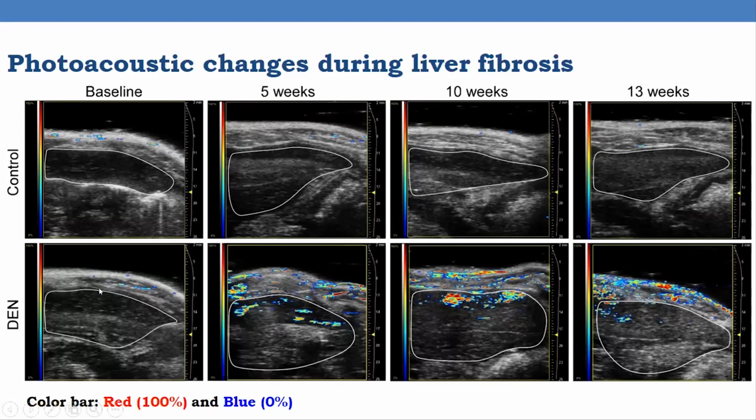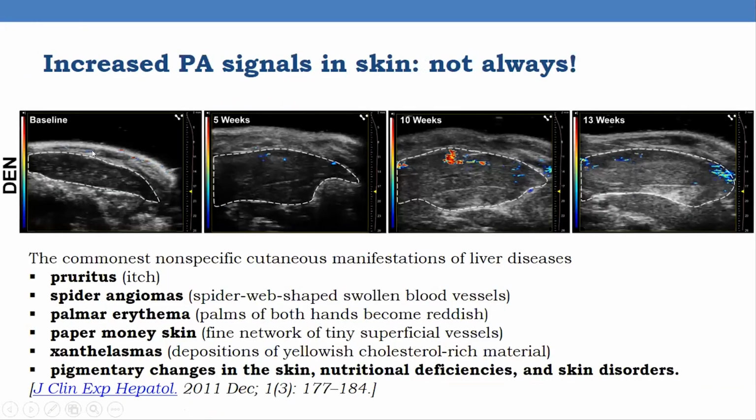If you notice here, in some of the rats, as time passes, there is an increase in photoacoustic signal in the subcutaneous region also. However, it's not always the case. Sometimes we don't see any cutaneous manifestations. But it should be noted that any liver disease has non-specific cutaneous manifestations such as itching, angiomas, or other skin disorders.